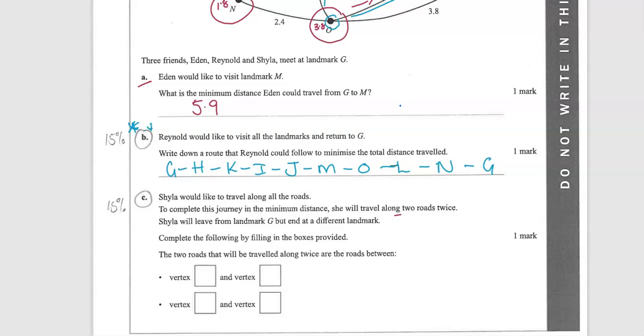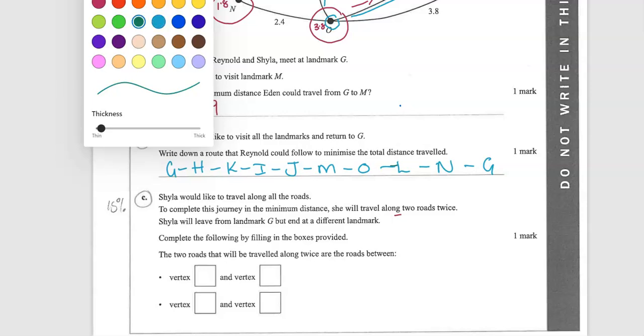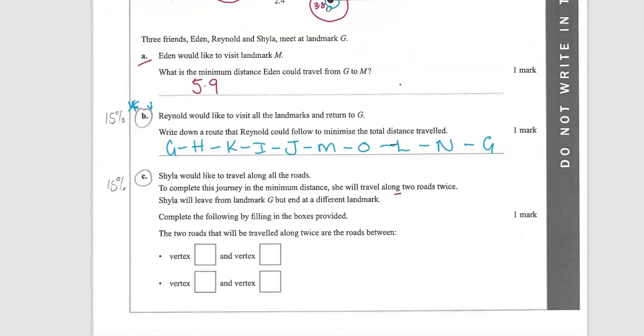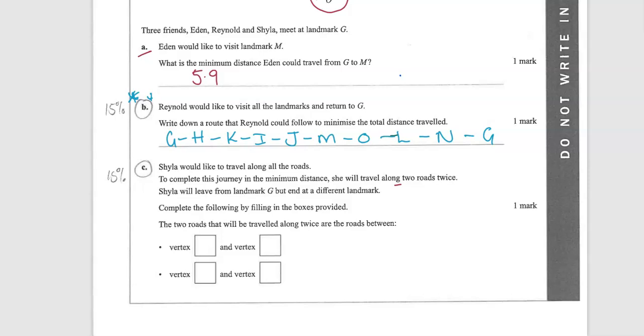All right, so with this next question, it says Shiloh would like to travel along all roads. So when you want to use all the paths, that's something to do with all the edges. That's going to be a Eulerian something. So it's either going to be a Eulerian circuit or a Eulerian trail. To complete the journey in the minimum distance, she will travel along 2 roads twice.